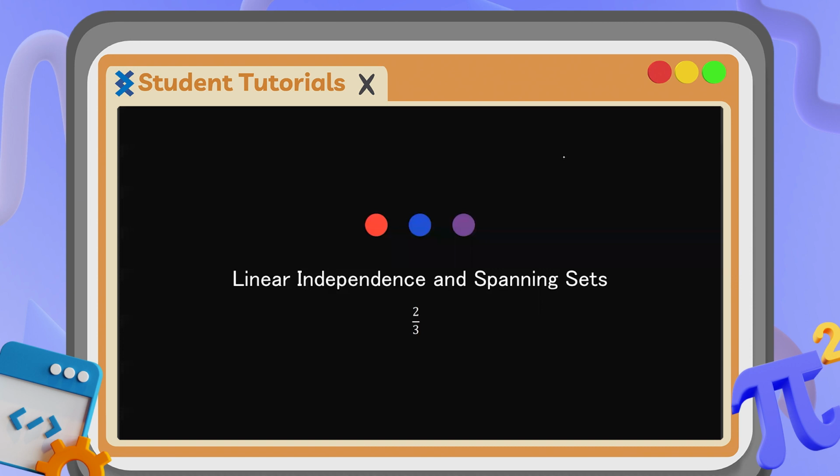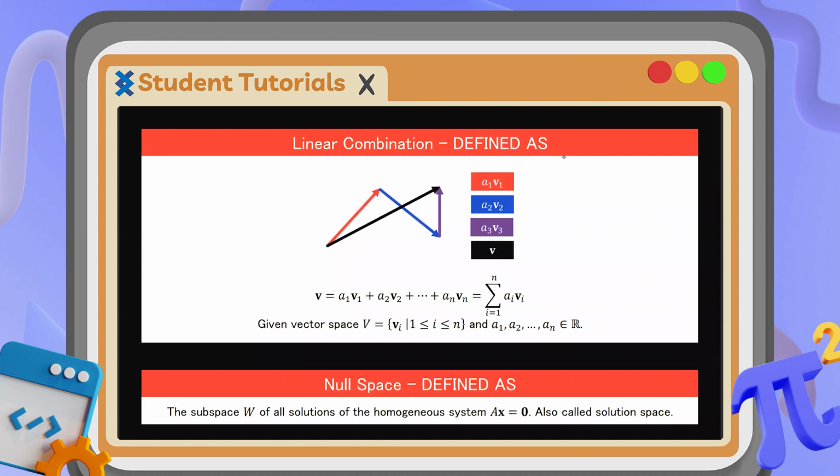This presentation will be about linear independence and spanning sets. A linear combination is defined to be the scalar multiplication of vectors with scalars and applying vector addition to each of these vectors to get any vector inside the vector space, given that all of these vectors are part of the vector space and all of the scalars are real numbers.